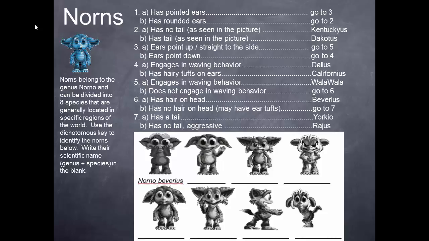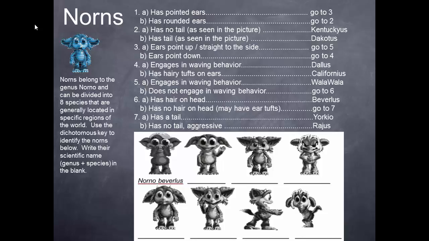Before you get going on it, let's look at the first one. It's already done, but let's follow through the key to see how we got to this Norno beverless. So we start at number 1. Does it have pointed ears or rounded ears? Pointed. If you look at the very ends, they're pointy. This would be an example of rounded ears. These are pointy. So we go to 3. Do the ears point up or straight to the side, or do the ears point down? A. They point to the side. So we go to 5.